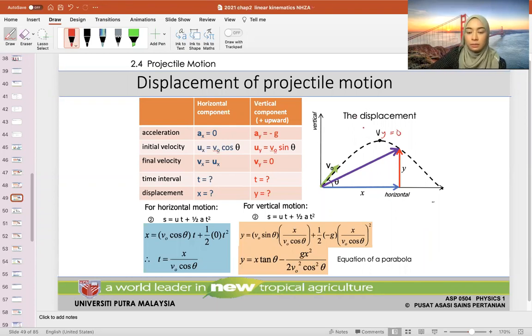So the answer is, remember I told you that your Vx is the same daripada awal sampai akhir because there is no acceleration in the x, which means that the velocity is going to be constant. So kat sini value dia sama, sini pun sama, sini pun sama. The Vx component doesn't change because kita assume tak ada air resistance in our physics problem, kita selalu assume neglect air resistance. So our Ux or our Vx is the same at all points.